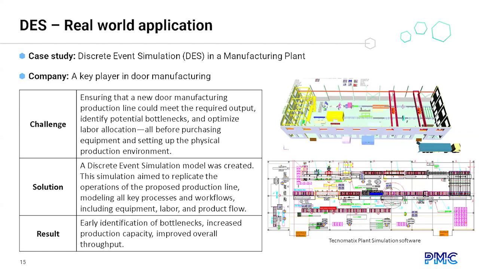So the client was expanding its operation, and they wanted to know if the new plant would be able to achieve the required throughput. That was the main goal. And in addition, they wanted to see some possible bottlenecks in the line. They wanted to check operator utilization and optimize labor allocation, check machine utilization, all of that before purchasing the equipment. It was a greenfield here. So we received some input data like layout, processing times, work shifts, conveyor speeds, maintenance data.